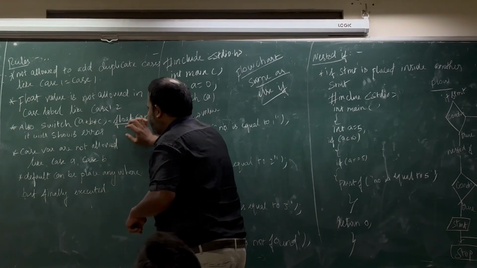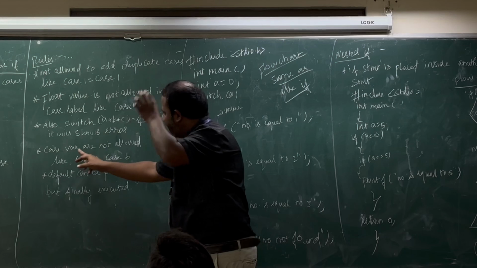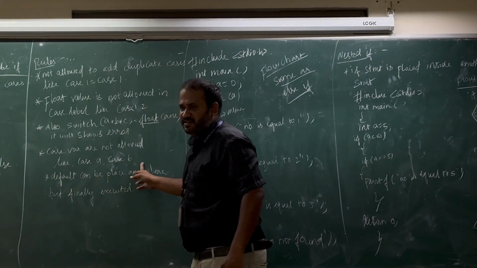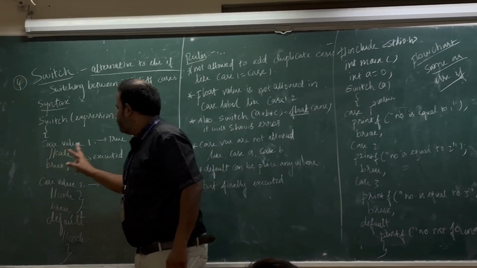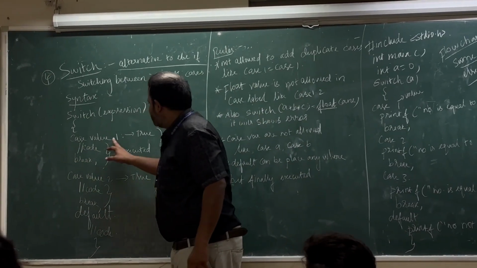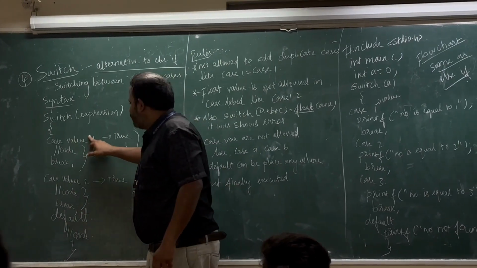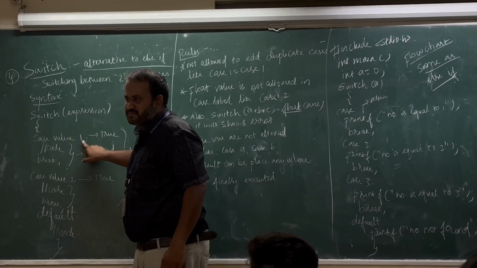Even though I am giving integer values, if your answer comes out as a float, that will also not be right. The fourth rule: case variables are not allowed, like case A, case B. What is the key here? Here we are using case value 1, case value 2, which is nothing but an integer value. Instead of an integer value, if you declare any variable here, it will show an error.